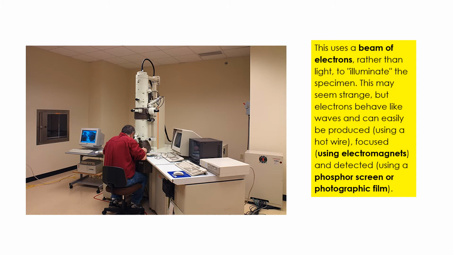You basically use a hot wire. So a beam of electrons is produced and is passed through the sample, focused by electron magnets. And then there is a photographic film that detects the electrons as they pass through the sample, and that produces an image that can be interpreted by scientists.